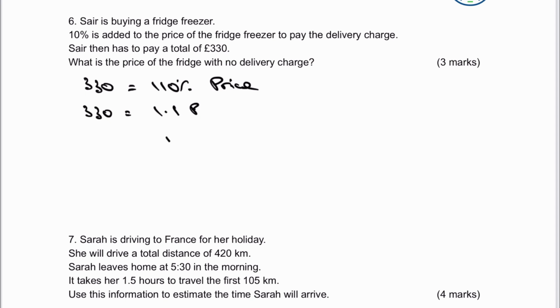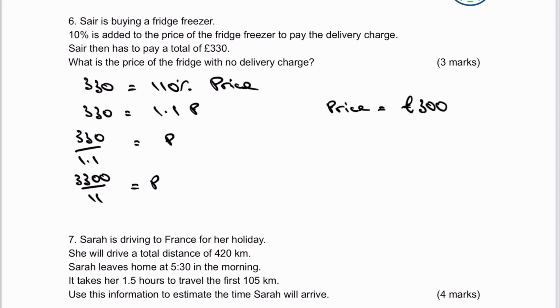So if I want to make P itself, which is the original price, it's going to be 330 divided by 1.1. Again, very difficult to do it with a decimal at the bottom, so I'm going to make that over 11, which means I've multiplied it by 10, so that at the top is going to be 3300 equals P, and when I calculate that, I'm going to get a value of P, which is the price, which is going to equal £300. Okay, and that's the answer to question number 6. Hopefully that's all right for you.